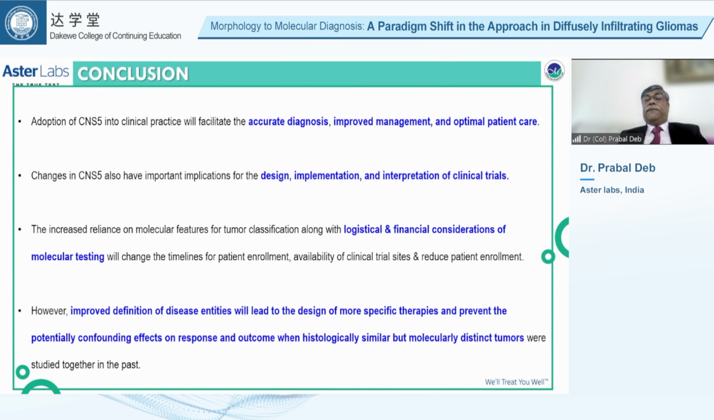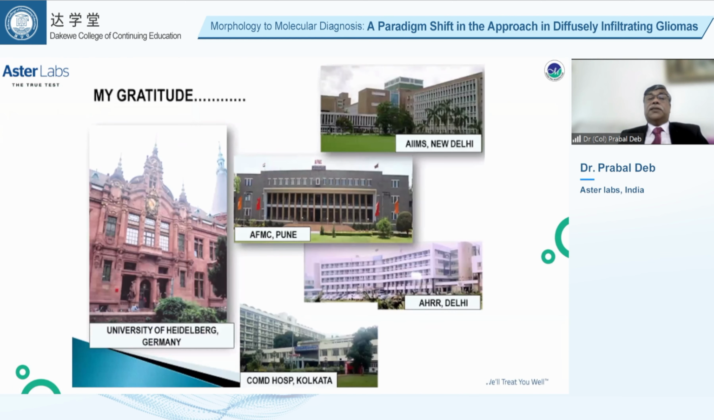However, logistical and financial considerations of molecular testing are the major impediments, which will change timelines for patient enrollment, availability of clinical trial sites, and reduce the enrollment of patients into all these studies. However, improved definition of disease entities will lead to design of more specific therapies and prevent potentially confounding effects on response and outcome when histologically similar but molecularly distinct tumors were studied together in the past.